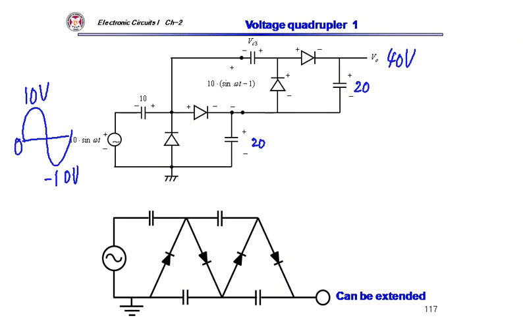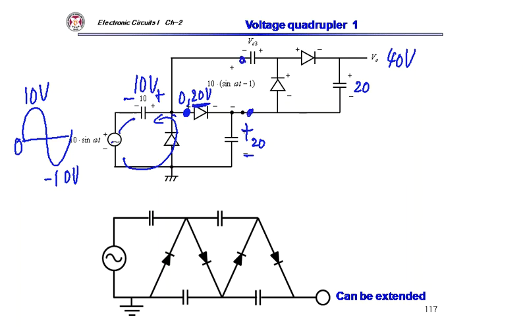Okay. Then how can I generate the 20 volt here? See, when this diode turns on, it will charge this voltage to 10 volt, right? In this direction. So how about this peak detector? Voltage here is just 10 plus 10 sine omega t, swings between 10 and 20, right? Because it's a sum of those two. Then this voltage will go to 20 volt when it becomes 20 volt, you see?